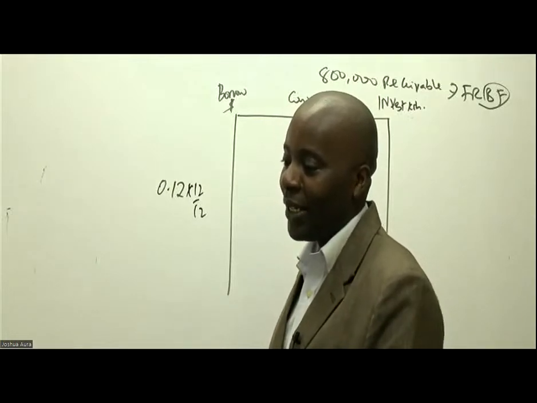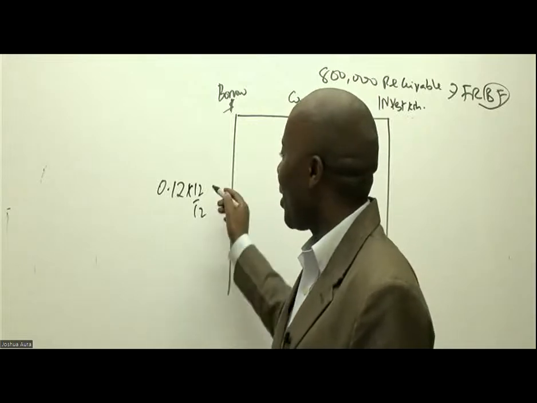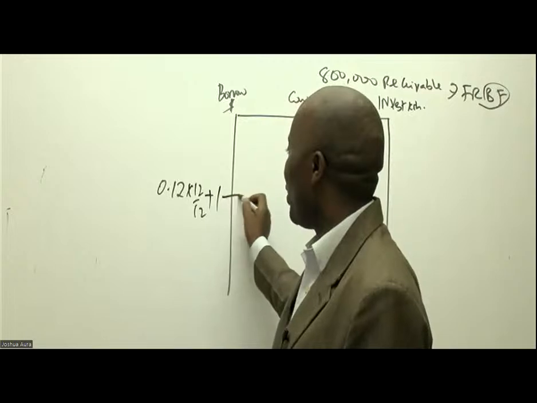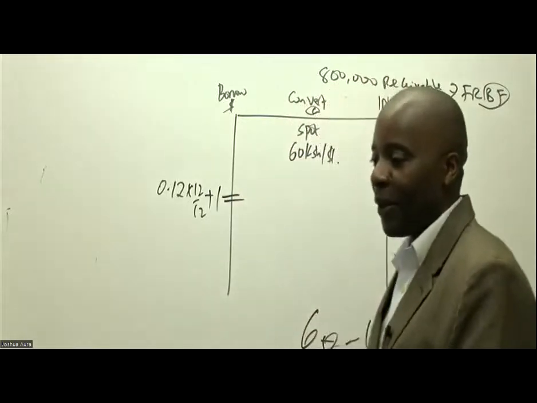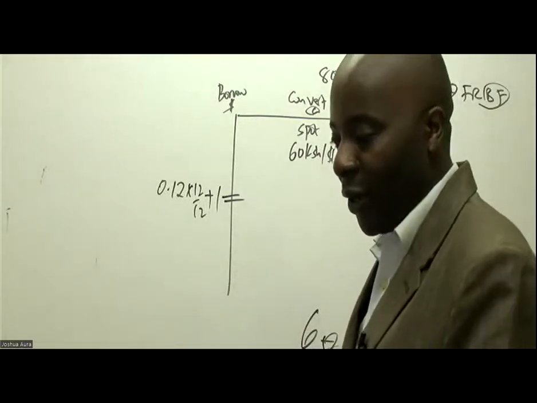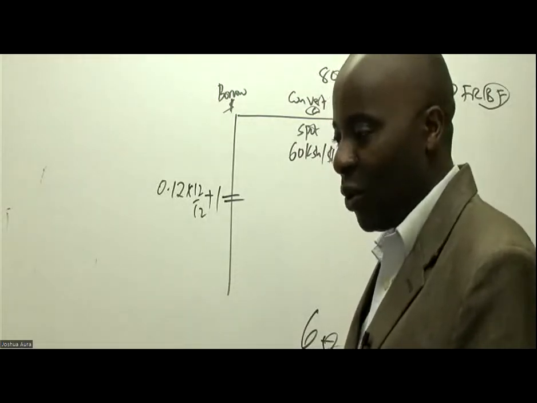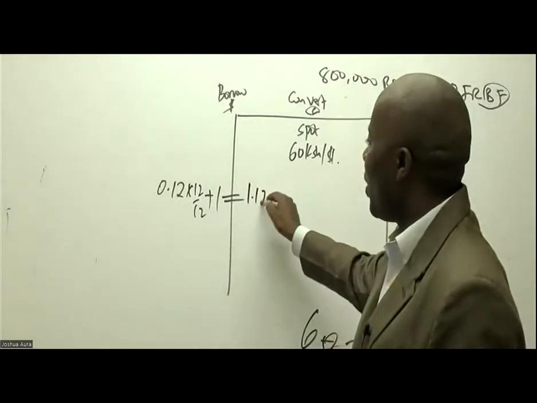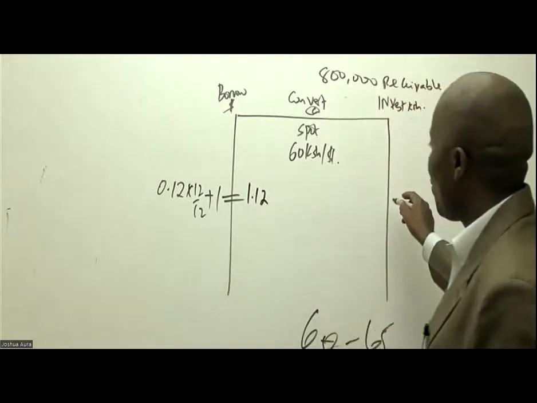In short, as Dex says, forget even multiplying, you say plus what? Plus 1. Which will end up giving me what figure? 1, because they have told us the amount received is receivable in 1 year's time. So this one here gives us 1.12. Thank you very much.